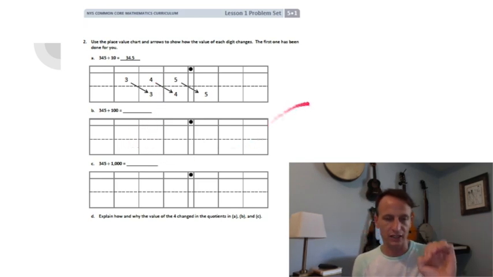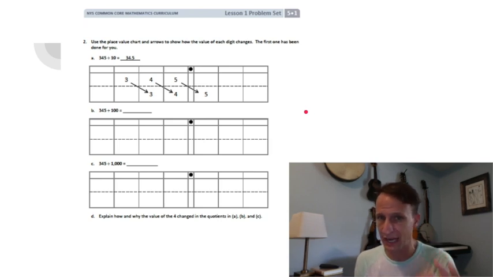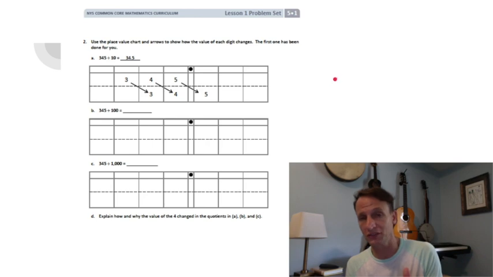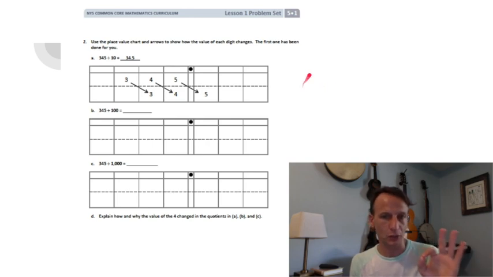Now look at D there. Explain how and why the value of the 4 changed in the quotients A, B, and C. Okay, quotient is the answer, so that's what they're asking about. Because in 345, the value of the 4 is 40 every time. But, so we're just talking about the quotient. So here, for example, the quotient they give you is 34 and 5/10. The 4, its value is now in the ones place.